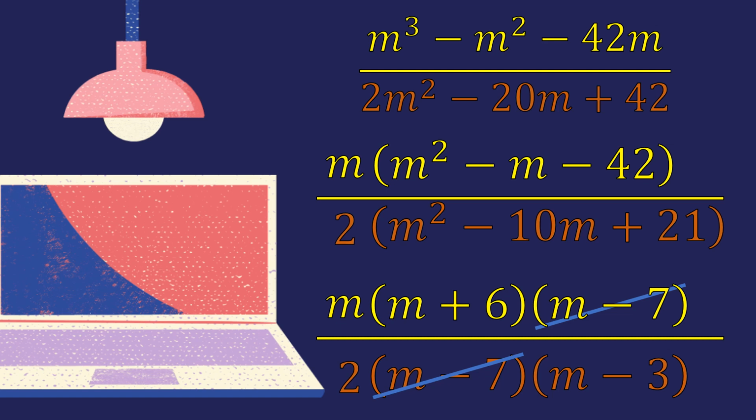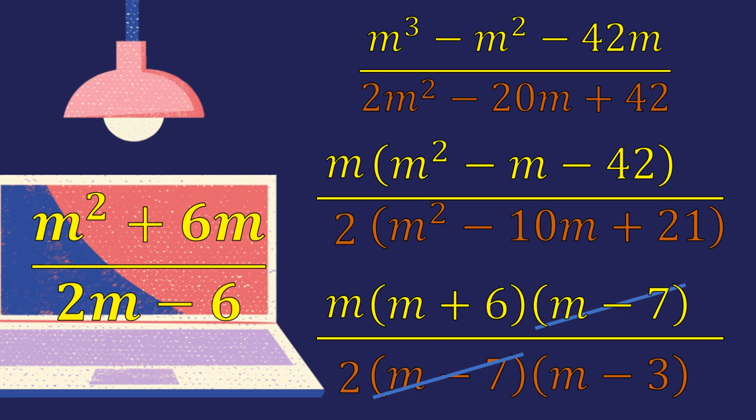For our denominator, we have 2 times m, which is equal to 2m. And 2 times negative 3 is equal to negative 6. So the simplified form of the given rational expression is m squared plus 6m all over 2m minus 6.